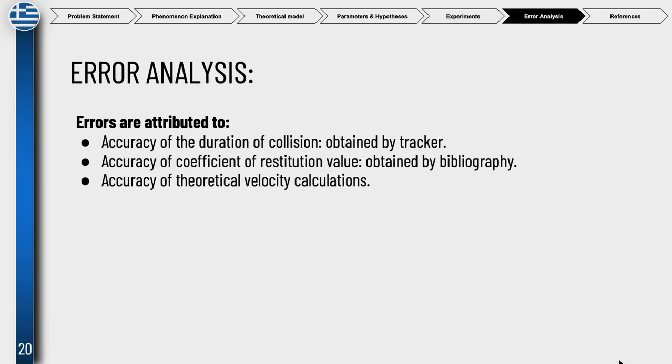Here we will be explaining some errors that might have occurred throughout our experimentations. So the first one is the accuracy of the duration of collision, which was obtained by Tracker, which is, I would say, reliable, but not fully, of course. Then we have the accuracy of the coefficient of restitution value, which was obtained by bibliography. And finally, we have the accuracy of theoretical velocity calculations.